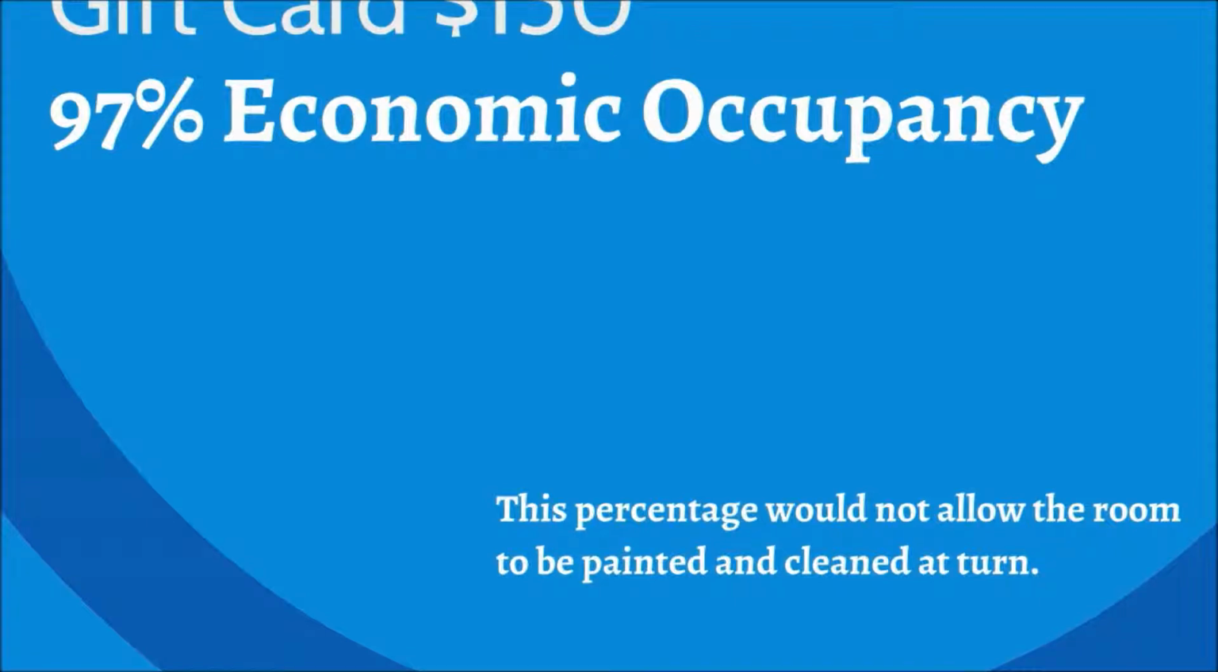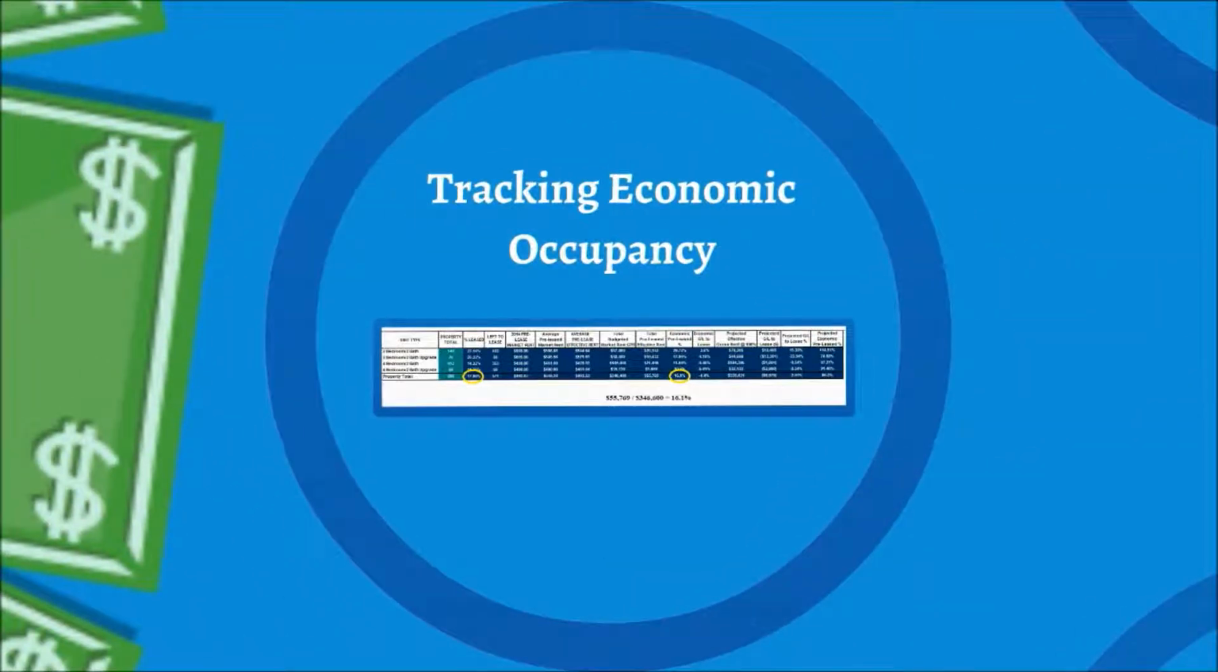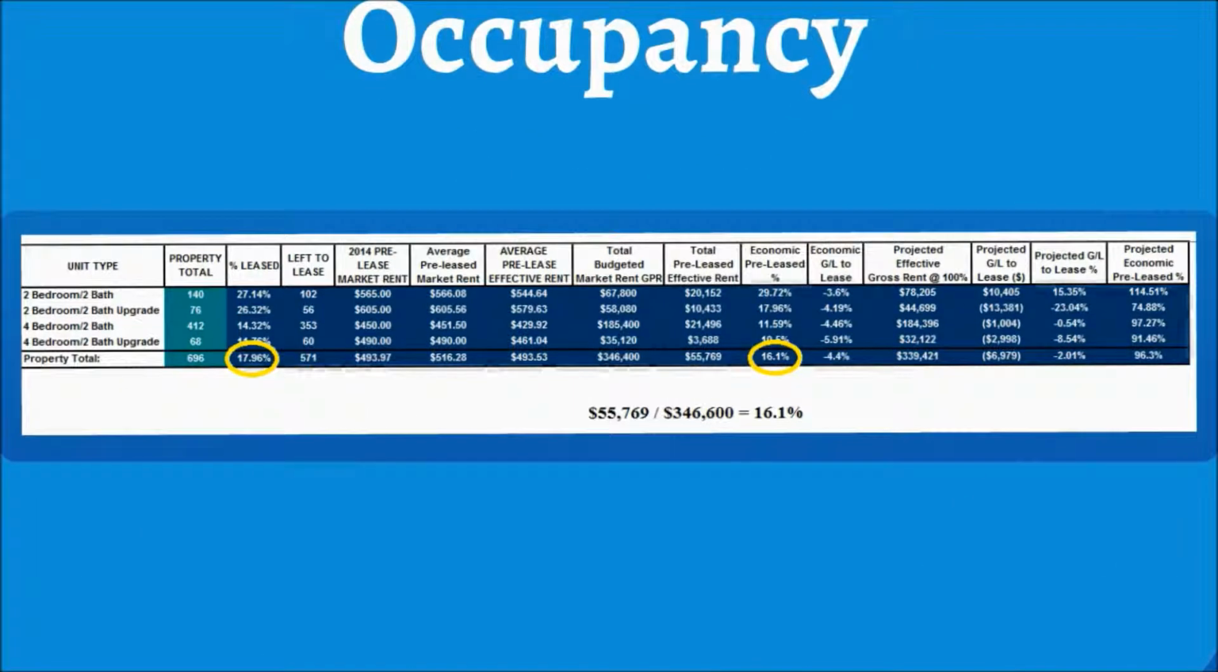Knowing the property economic occupancy along the way will allow for the property to make factual decisions. Thusly, we recommend tracking economic occupancy on the daily leasing report. This report is accessible to general managers in RealPage Central and can be generated at discretion.